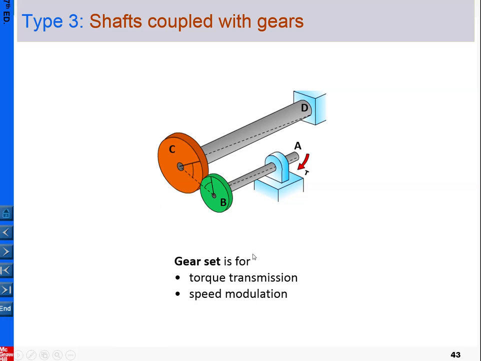The second one is to modulate the speed of rotations. So that usually is the purpose of the gear set, and this function is just like the transmission box in cars.